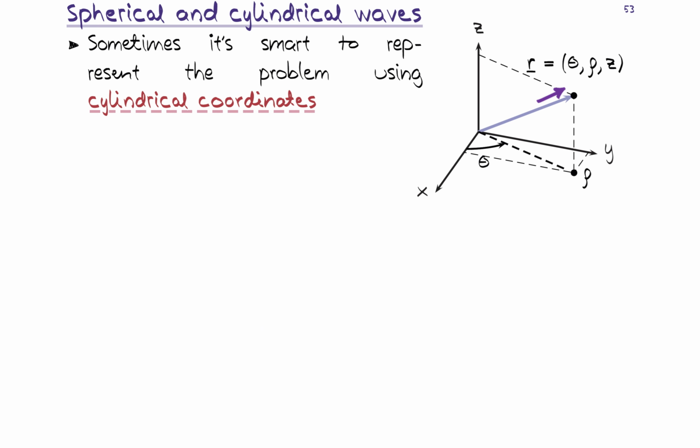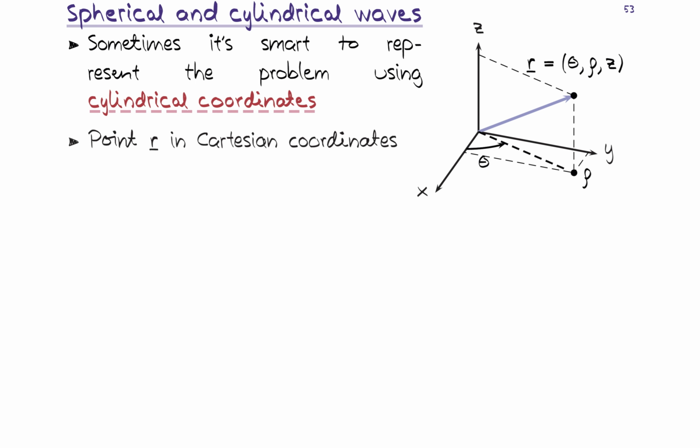We have theta, which is the angle defined with respect to the xy plane, and the projection of vector r into the xy plane, and then the angle with respect to the x-axis towards this projection. Then we have the length of the projection, denoted with rho, and the z coordinate is not changed. We just project the vector r along the z-axis, and then we get the z coordinate.